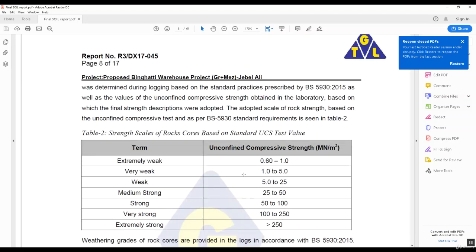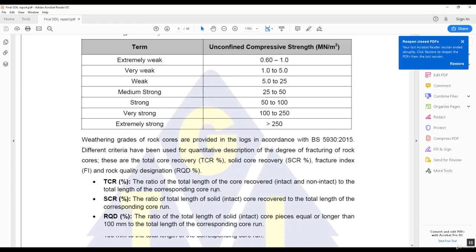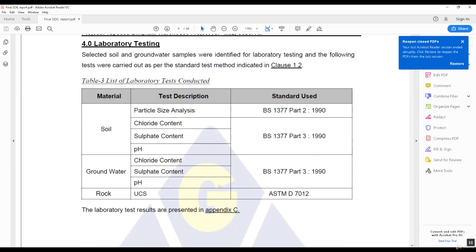Also, he gives you here the unconfined compressive strength of the soil. Also, he gives a table. This is the table. If it's in megapascal, it's meganewton per square meter. If it's from this to this, it's medium. It's this limit. What's the limit?